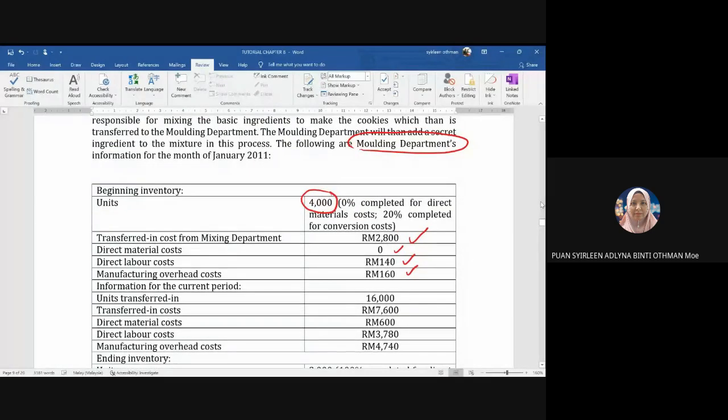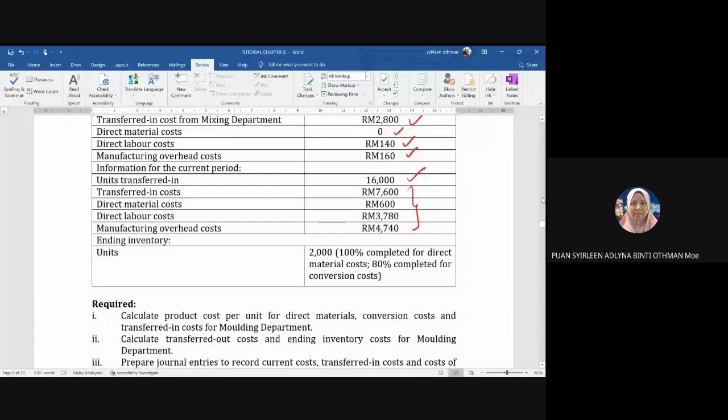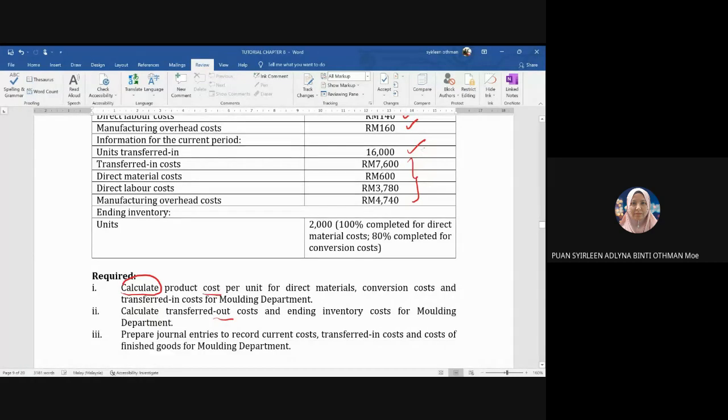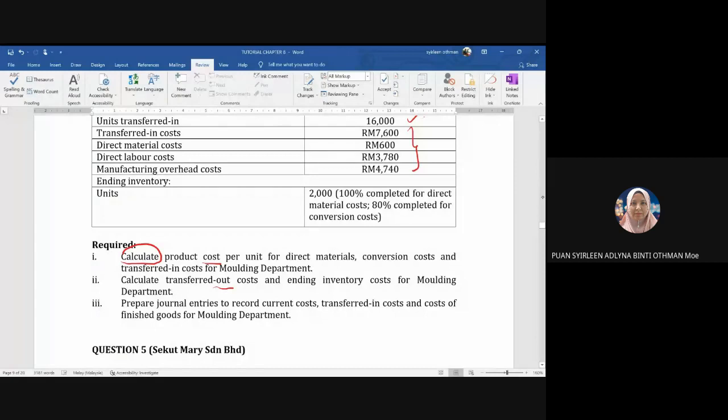Okay. Alright, transfer in. Okay, this is a transfer in unit. That means daripada kita punya mixing tadi tu ada 16,000 unit yang dah siap. Okay, these are the costing. So we are supposed to prepare. Okay, sorry bukan prepare, calculate. Disuruh calculate saja. So calculate product cost per unit, transfer out cost. Lepas tu calculate pula journal entry for molding department.